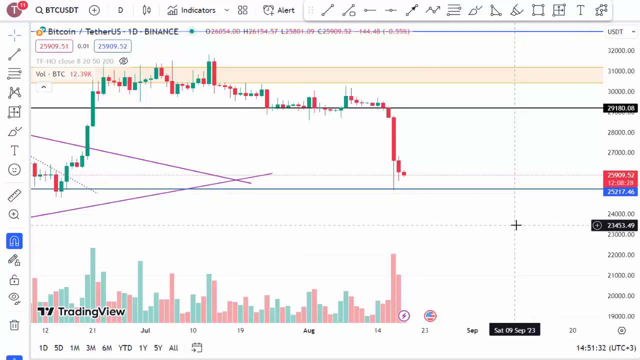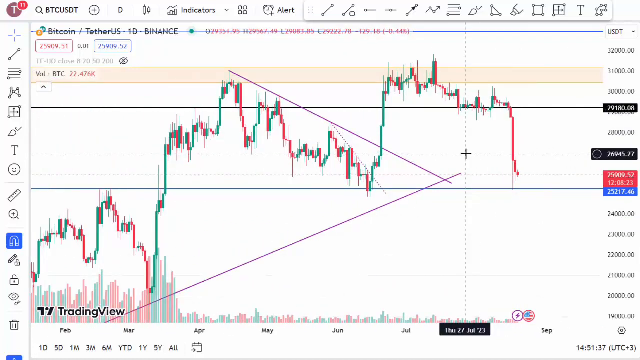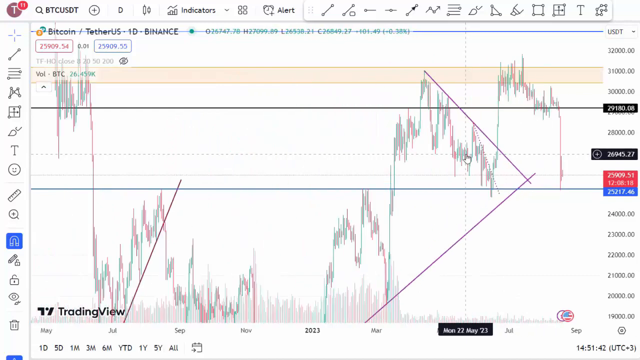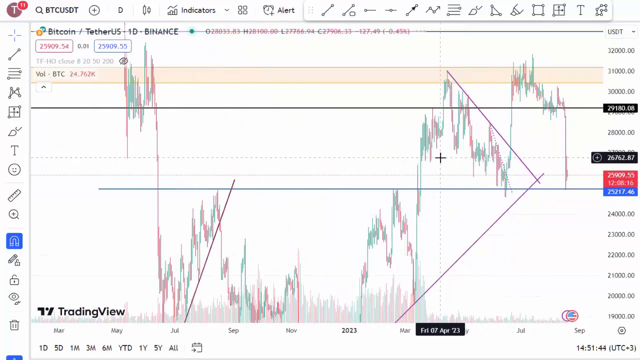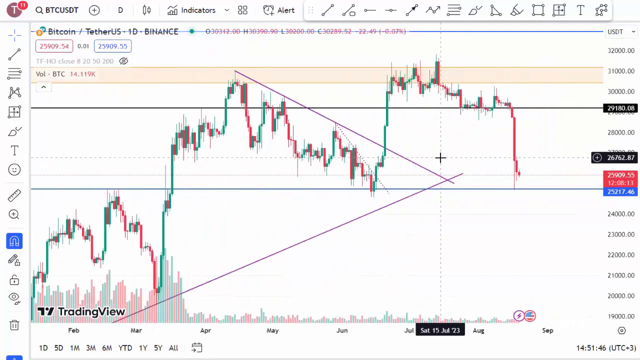We would not like the $25,000 level to be breached downward. If this area is breached, it's likely that we will see even greater consequences. For this reason, my friends, the breach of this region would not be positive for us.